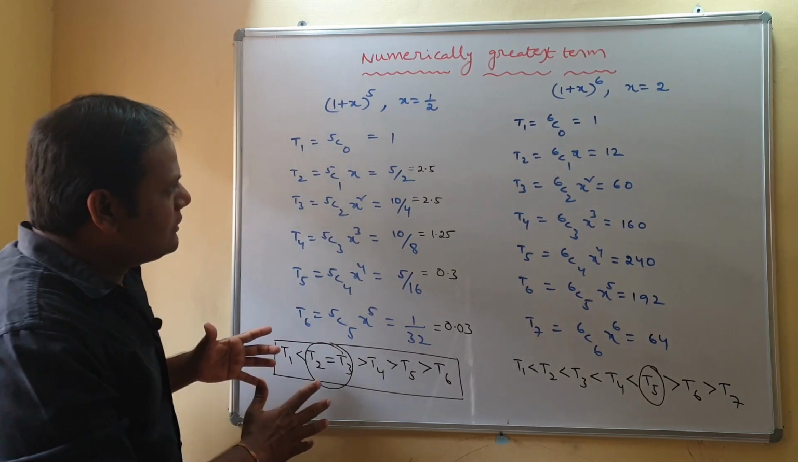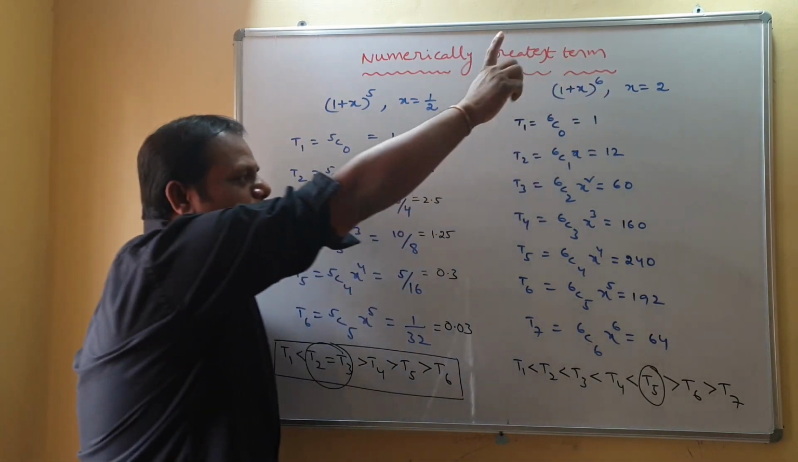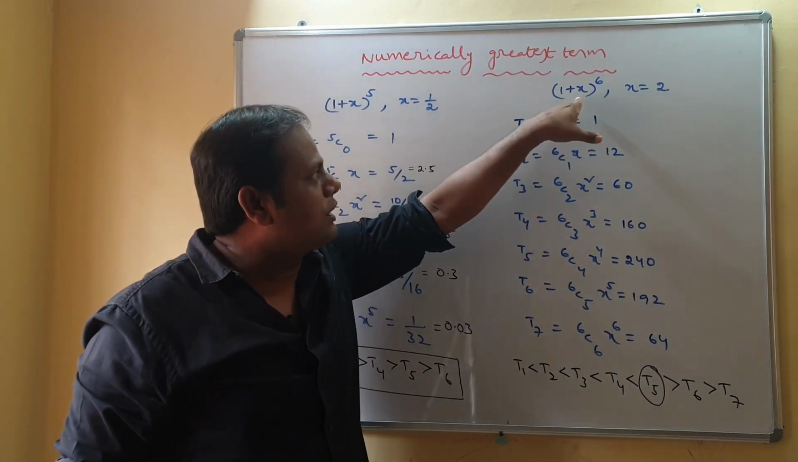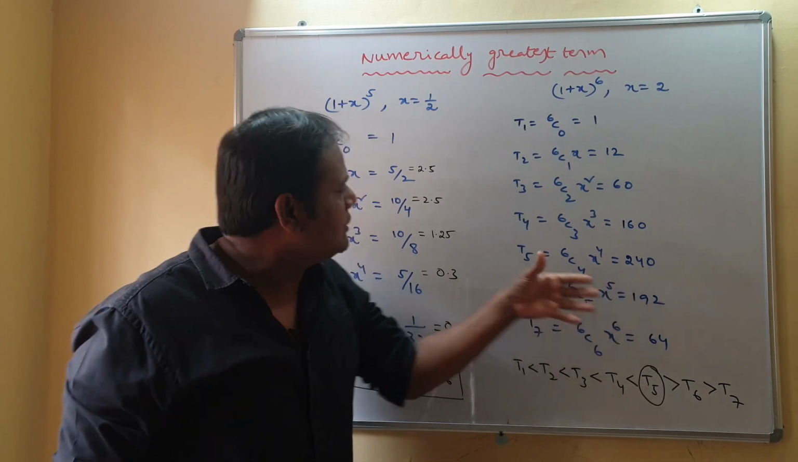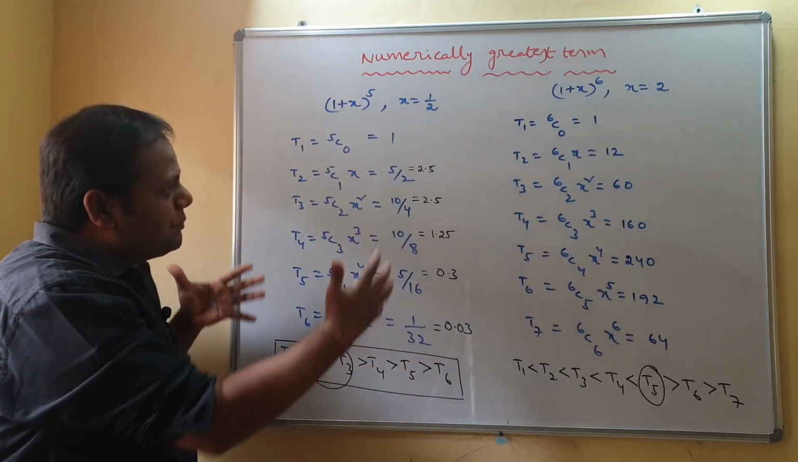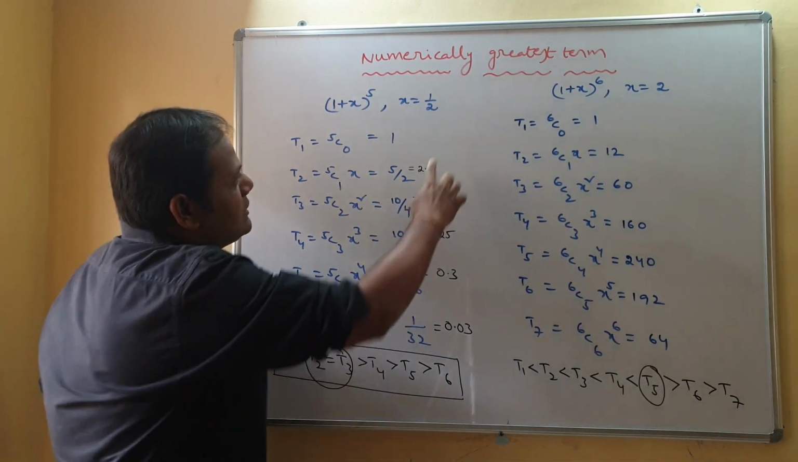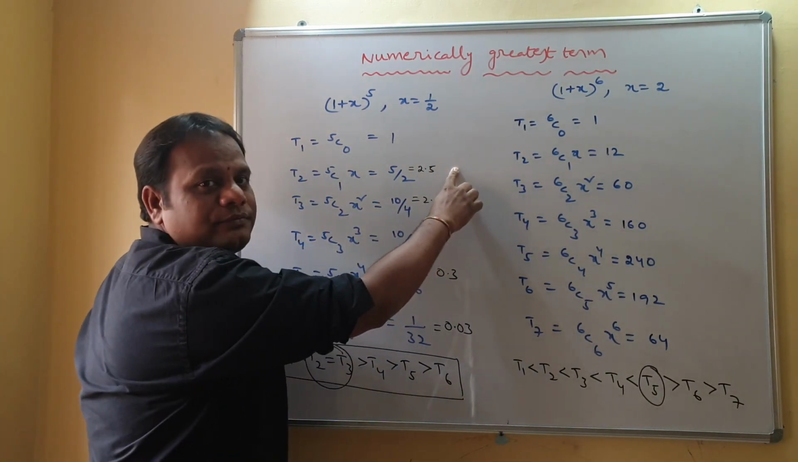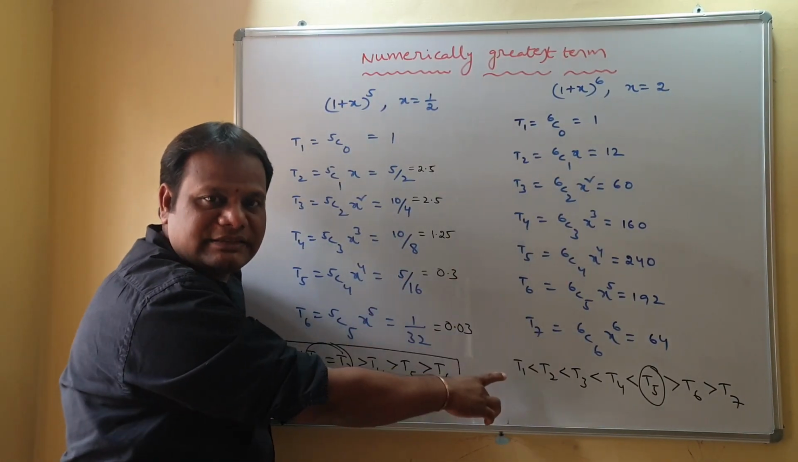Coming to this expansion also, (1 + x)^6 when x = 2, totally you can get 7 terms in this, and I have given all the 7 terms. From these two examples you can observe one thing: the terms increase till one term and then start decreasing.